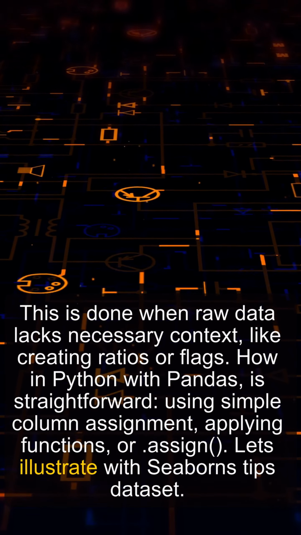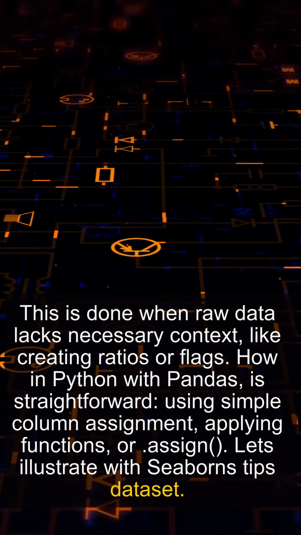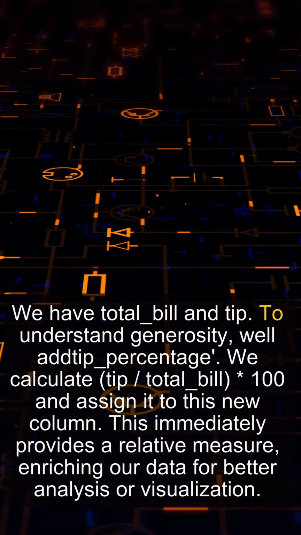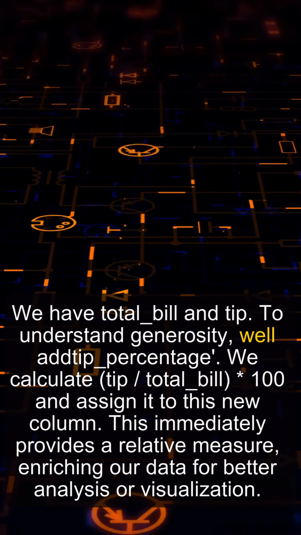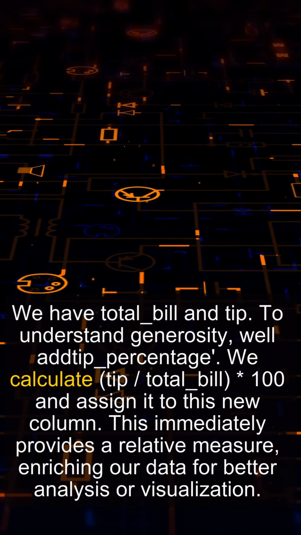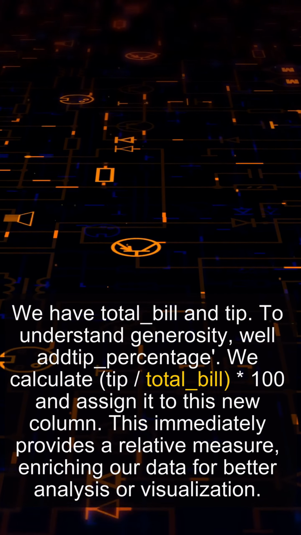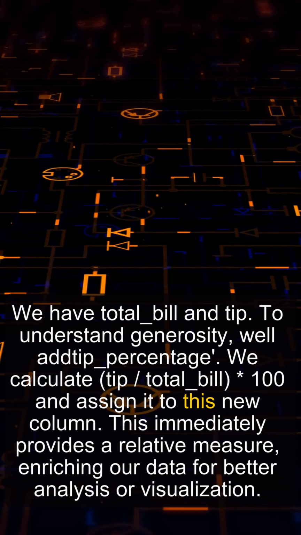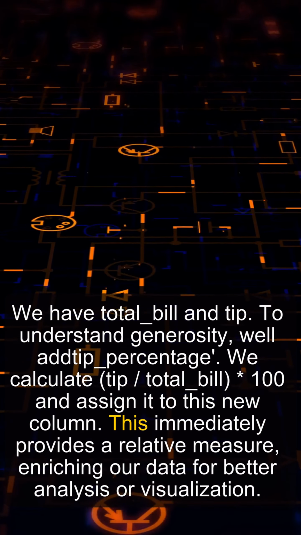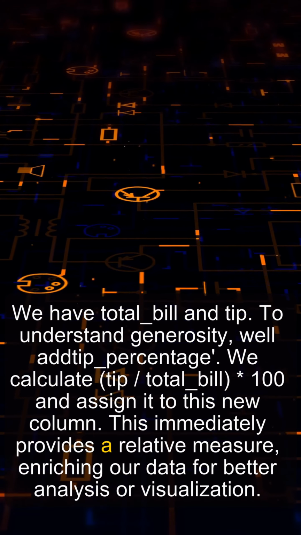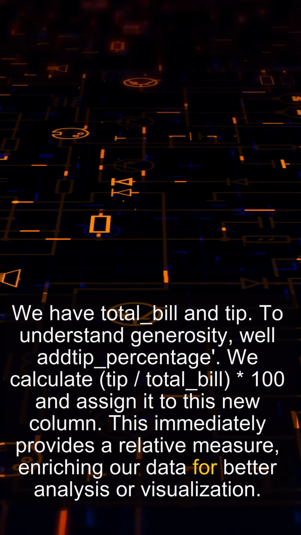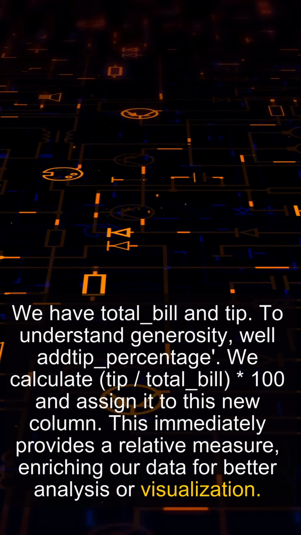Let's illustrate with Seaborn's tips dataset. We have total_bill and tip. To understand generosity, we'll add tip_percentage. We calculate tip / total_bill * 100 and assign it to this new column. This immediately provides a relative measure, enriching our data for better analysis or visualization.